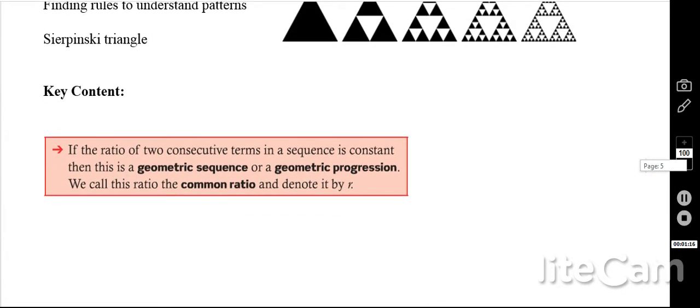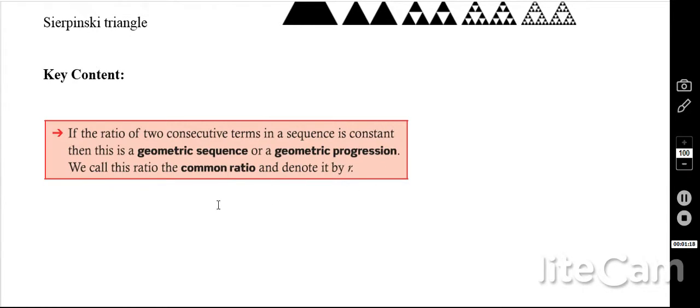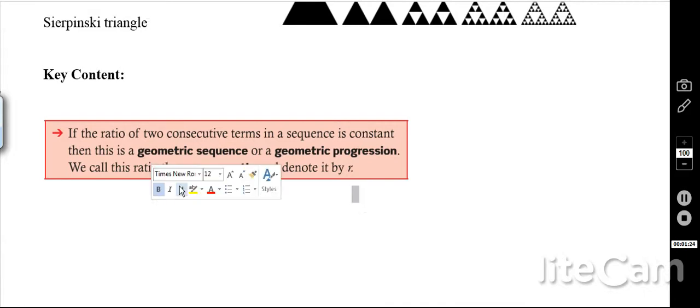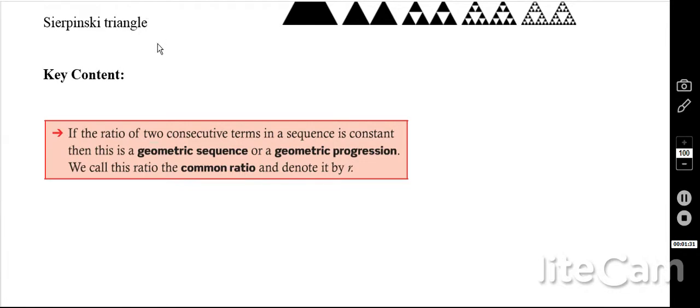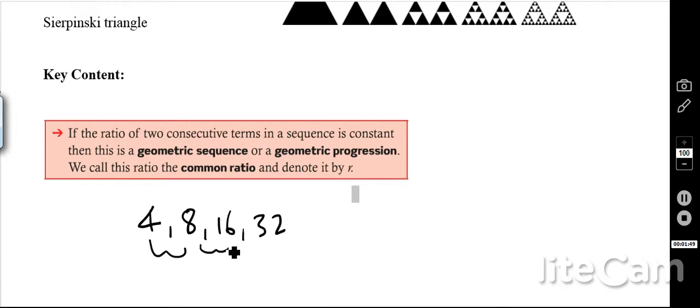So first off, what is a geometric sequence? Well, very simply, it would be something like this. If I've got the numbers 4, 8, 16, and 32, this follows a geometric sequence because, as you can see, to get from every term to the next term, I times by 2. So if I times by a constant every time, then this gives me a geometric sequence.